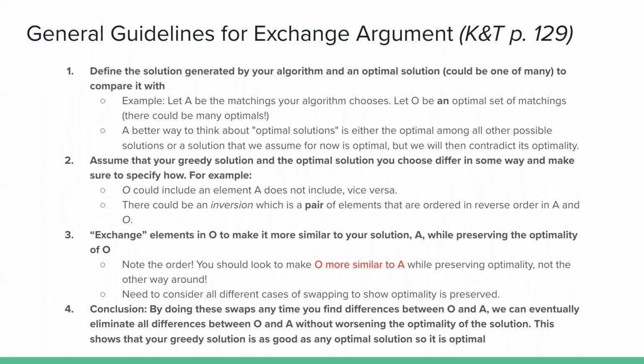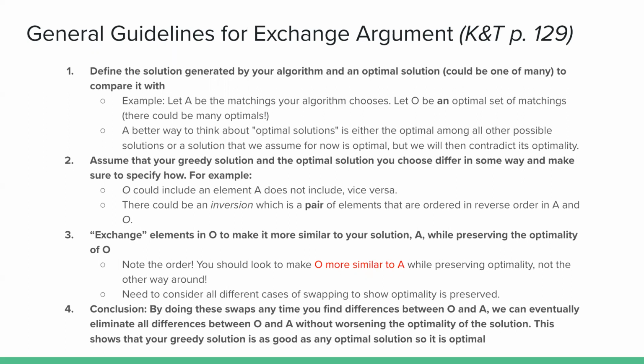So the first thing you need to do is, like in greedy stays ahead, compare your greedy algorithm to some arbitrary optimal solution. We'll call it O. Let's say A is going to be the matchings that our algorithm chooses, and O is another set of arbitrary matchings. And we're going to assume that that's optimal. We don't really know much about it.